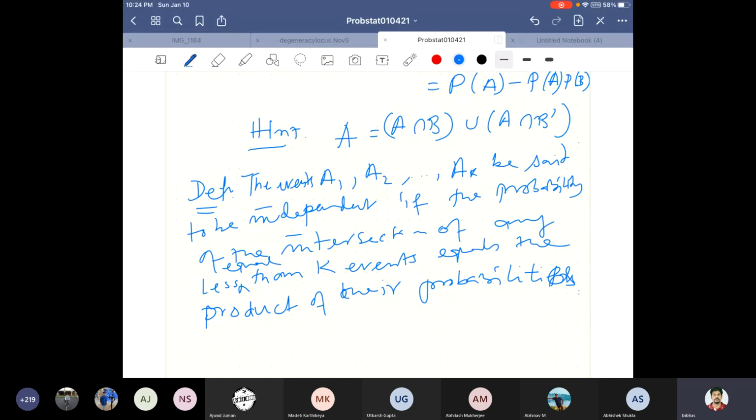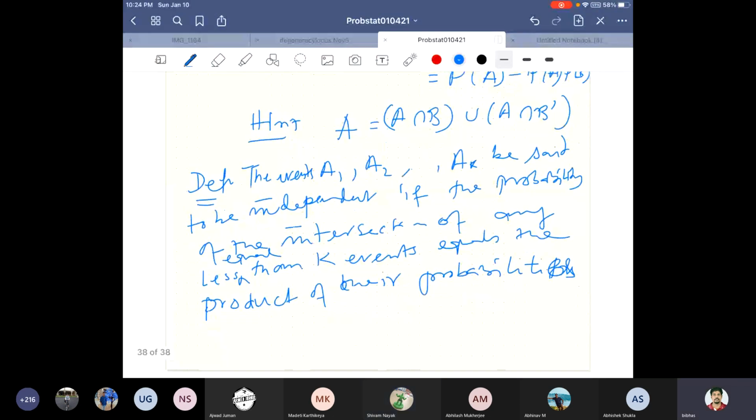Hello, sir. Yeah, please. Sir, can I say that the probability of A given B is the same as the probability of B which is inside of A? Like how much of B has occurred inside of event A?